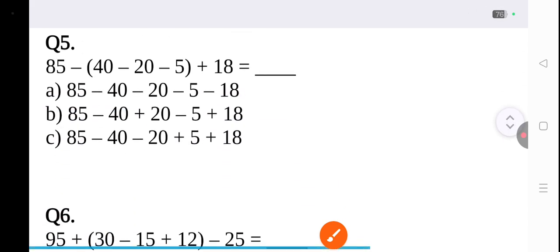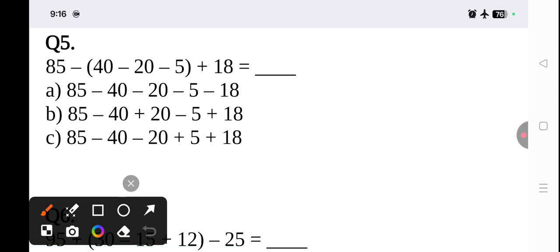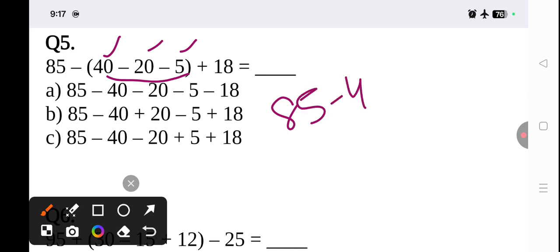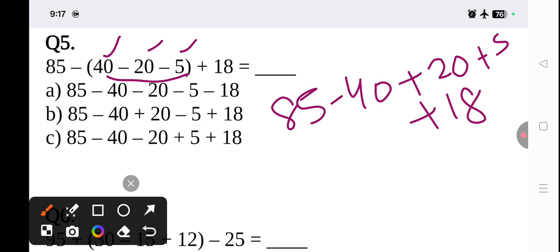Take one more example. Now there is a minus sign outside the bracket. So when there is a minus sign outside the bracket, all the signs must be changed. Now just check. Here is plus 40, minus 20 and minus 5. So we will have to change the signs when we open the bracket. It will be 85 minus 40 minus 20, it will become plus 20, minus 5 will become plus 5 and plus 18 will be written as it is, right? So the last option, no.